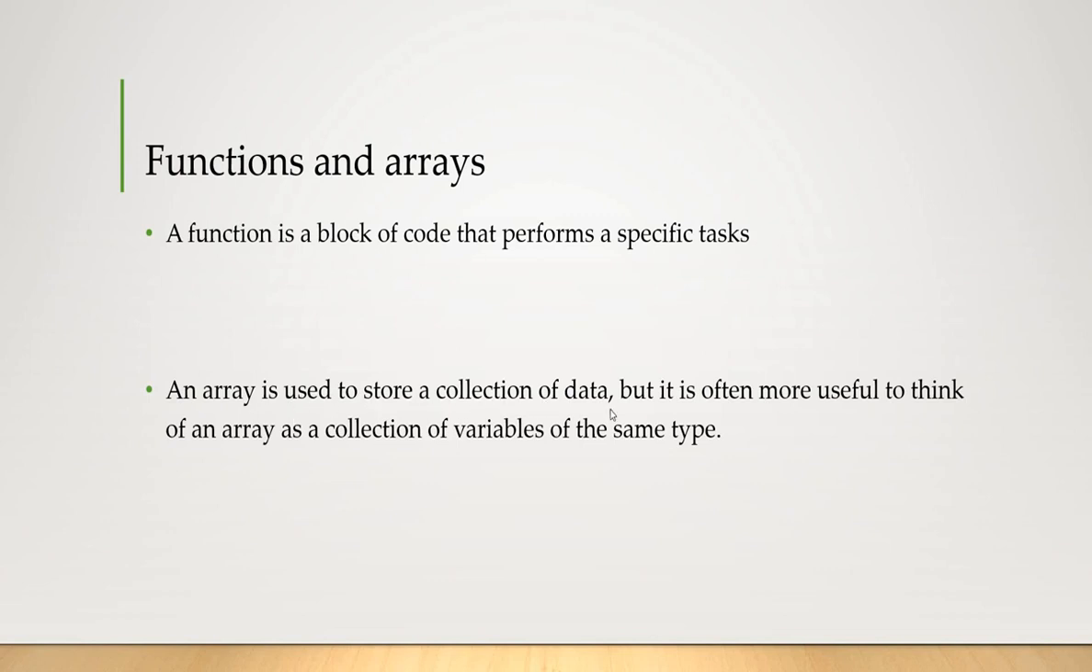An array is used to store a collection of data of the same data type. So an array is a collection of variables of the same data type. If we use an array of type int, we can store only elements of type int. If we use an array of type character, we can use only elements of type character.